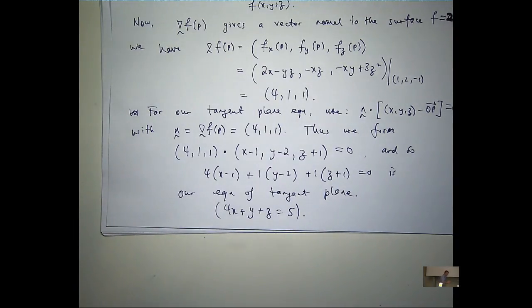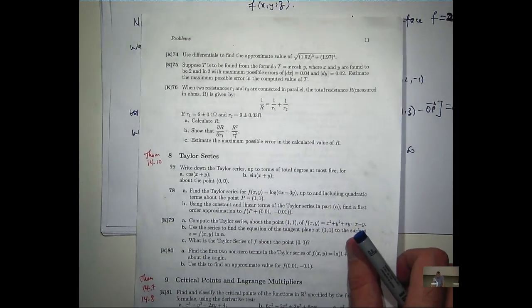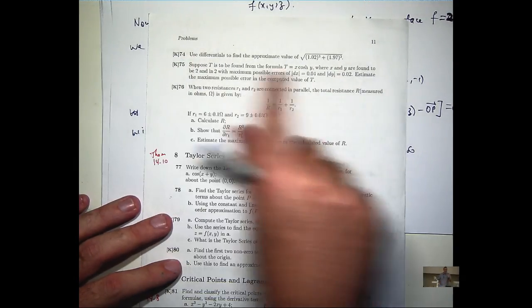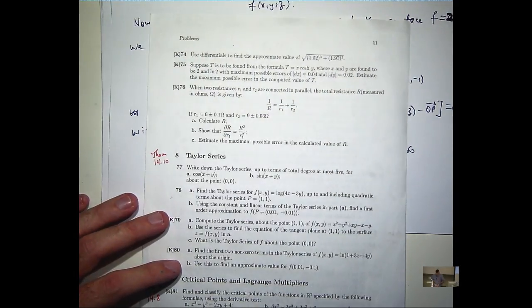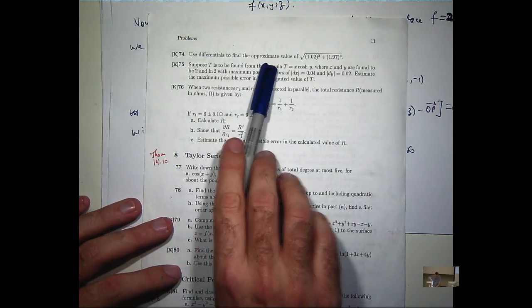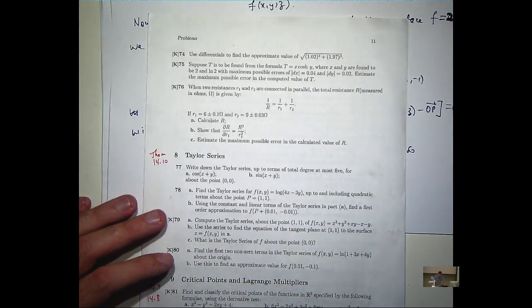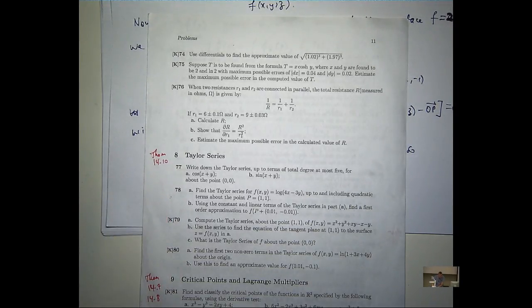Any questions so far? A couple of standard applications. Okay, sorry? 74 is a slight change of pace. We're asked to use differentials to find an approximate value for this nasty looking square root. Anyone done it? Anyone done 74? Anyone?